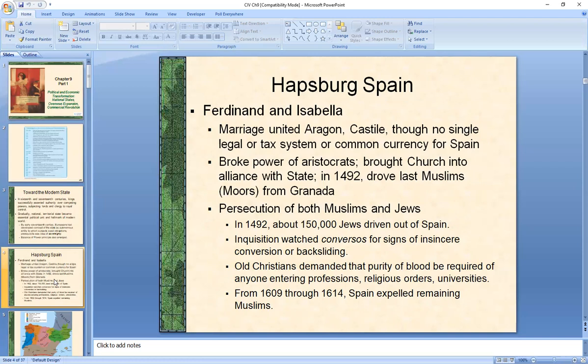So they start working to drive out the Muslims and the Jewish people. So 1492, we know Columbus sailed the ocean blue because we have that little rhyme that tells us that. But also in 1492, Spain is driving out the last of their Muslims from Grenada.